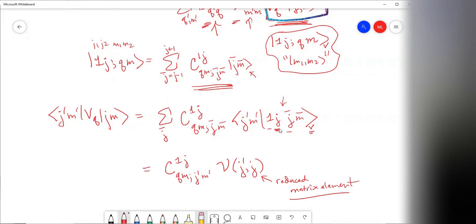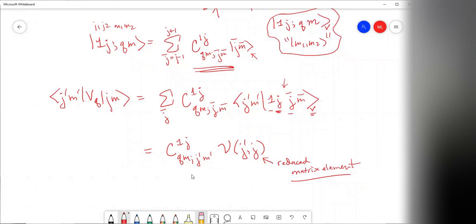Okay, so we got rid of all of the M dependence in it. And we're left with something that doesn't depend on the rotations, right? This is the J prime and J, those are the total angular momentum quantum numbers. This doesn't depend on rotations. All of the pieces that are related to rotations are captured by this Clebsch-Gordan coefficient. And that's it.